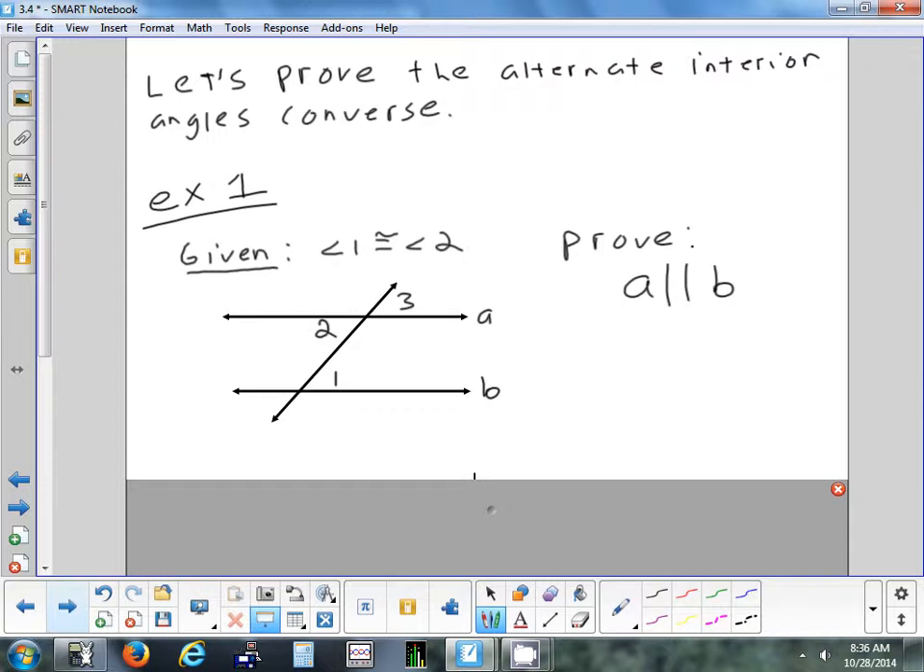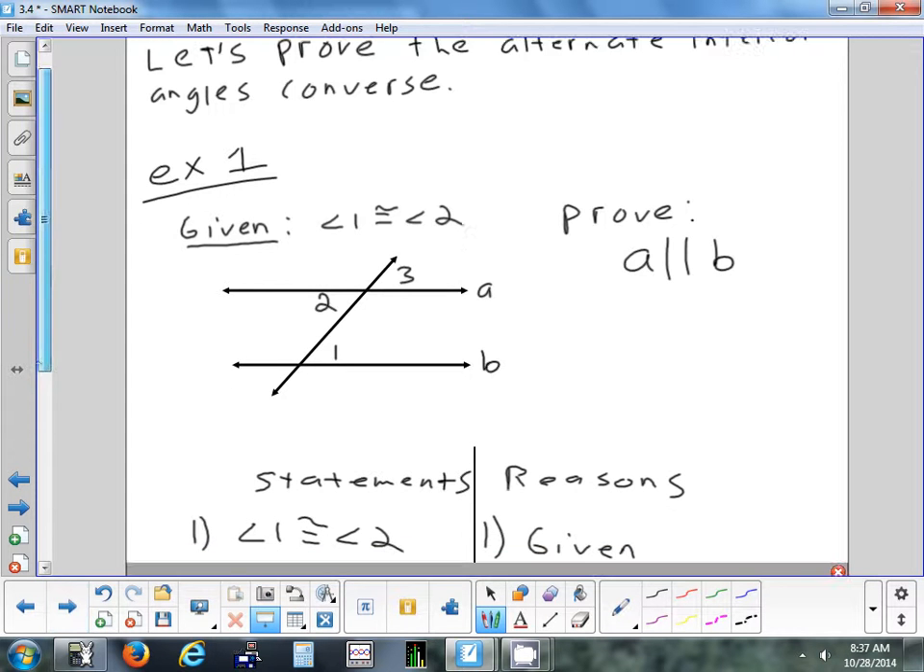So first, just remember what the theorem says. If two lines are cut by a transversal so that alternate interior angles are congruent, then the lines are parallel. So we're given that angles 1 and 2, the alternate interior angles, are congruent. We have to prove that A is parallel to B. We're going to go back to the corresponding angles postulate. That's going to help us here.